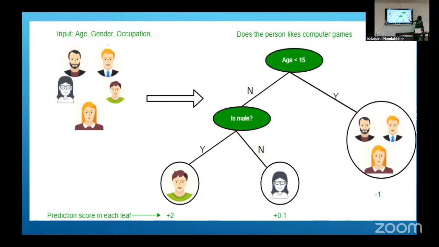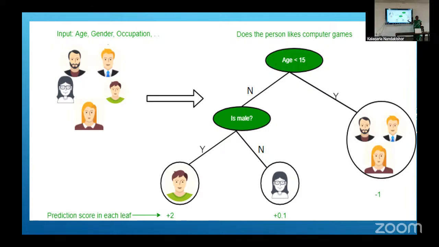Look here. Actually, I have taken some age to segregate male and female. Suppose I take age less than 15, 20. I have written here: age less than 15. Yes or no? If no, is it male or female? If yes, here I have to categorize the data.